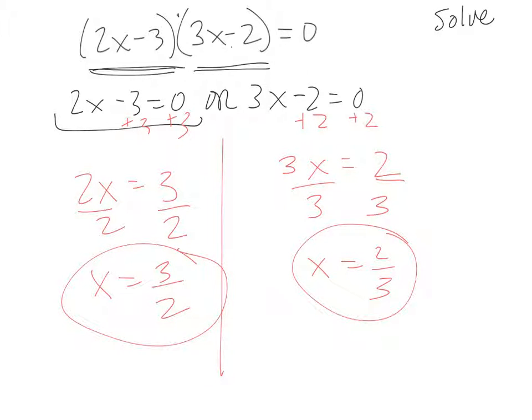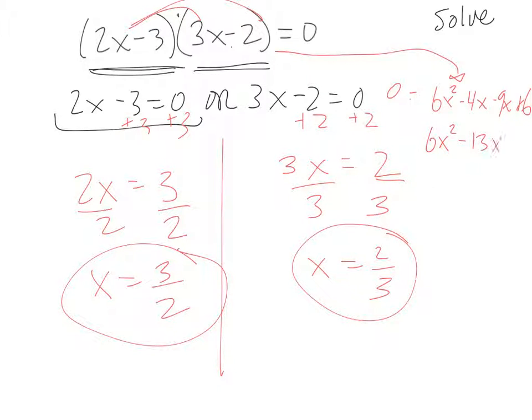Now, had you wanted to, you could use the quadratic formula, but you would have had to FOIL this out. So like 6x squared minus 4x minus 9x plus 6, and that's equal to 0. And then collect the like terms, so 6x squared minus 13x plus 6 equals 0. And then this is A, this is B, this is C. Then you could have used the quadratic formula. But as you can see, this is probably a little easier for that one.